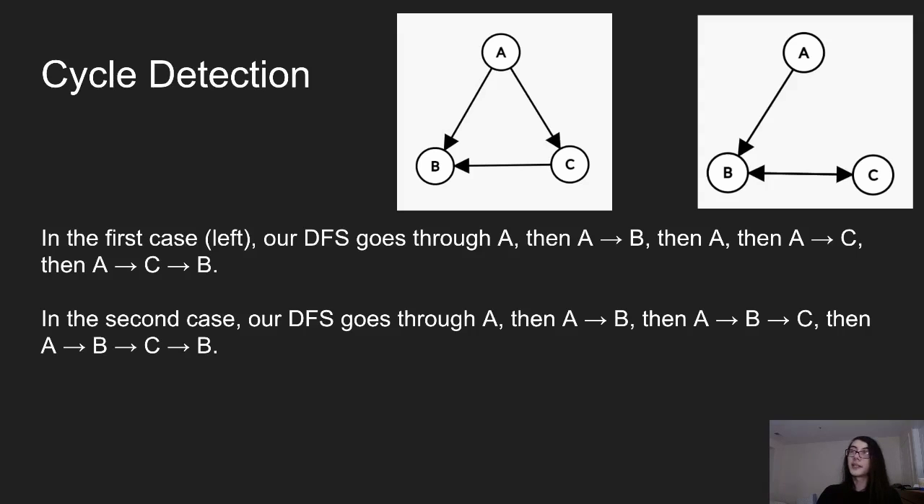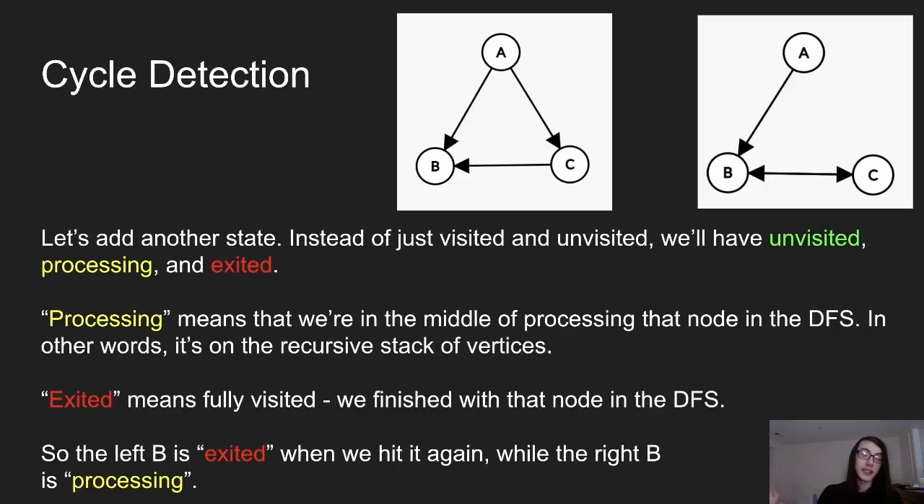This path can also be considered the recursive stack that we create when we run DFS. But regardless of how we think about it, we need some way to distinguish whether some node is currently on the stack or if we're already completely done with that node. So instead of just visited and unvisited, let's add a new state. We will have three states: unvisited, processing, and exited. Unvisited is self-explanatory. Processing means we're still processing that node. We're still in the middle of recursively processing one of its neighbors. And exited means we've gone through all the neighbors of that node and we've concluded that there's no cycle that starts or is reachable from that node.